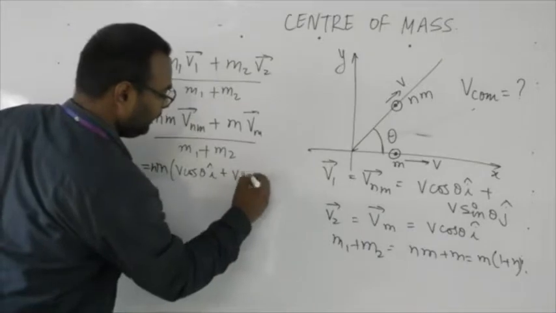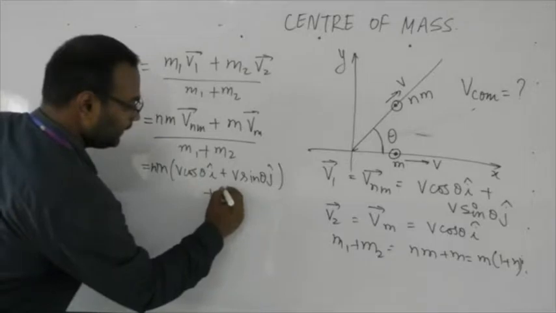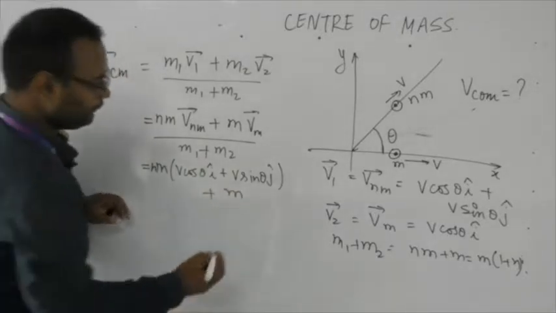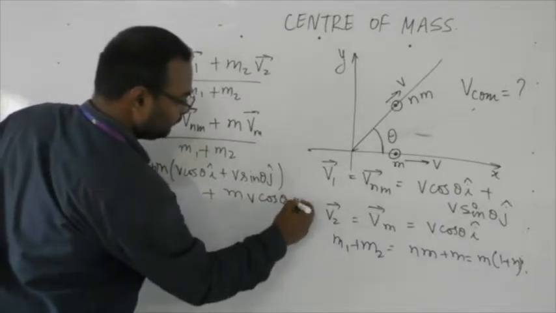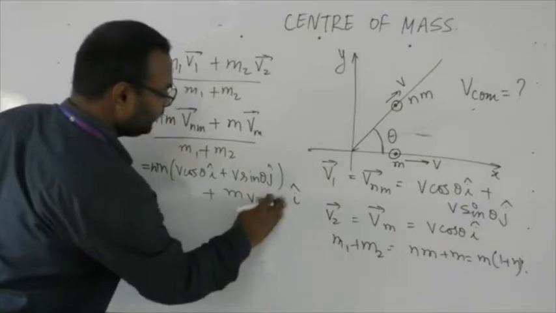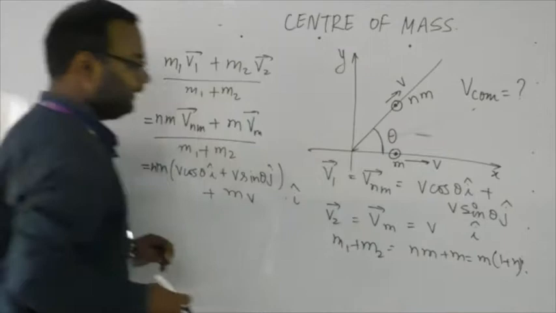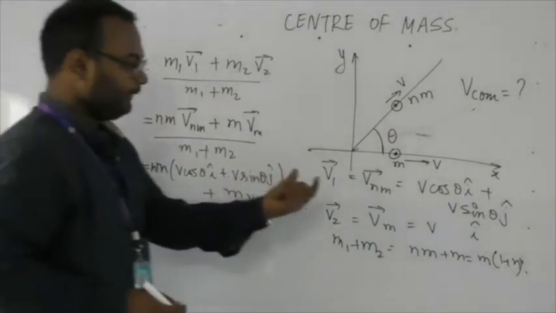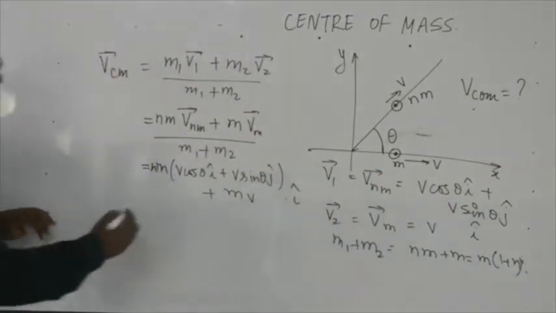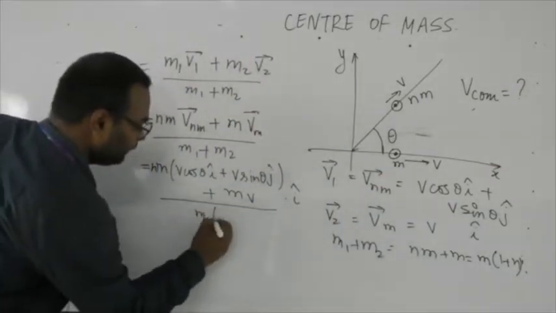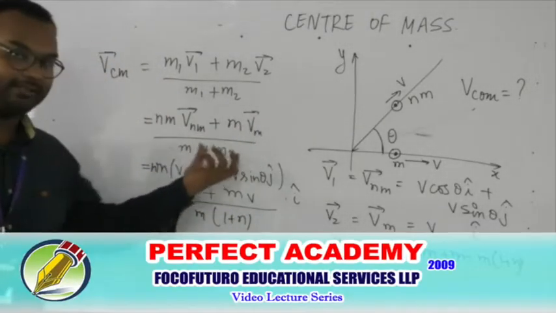Now this nm into v1 will be nm times (v cos theta i cap plus v sin theta j cap) plus m into v2. Sorry, v2 is only v, sorry for that, v i cap. That mass m was moving along the x-axis only, so v i cap. Okay, now upon m(1 plus n).